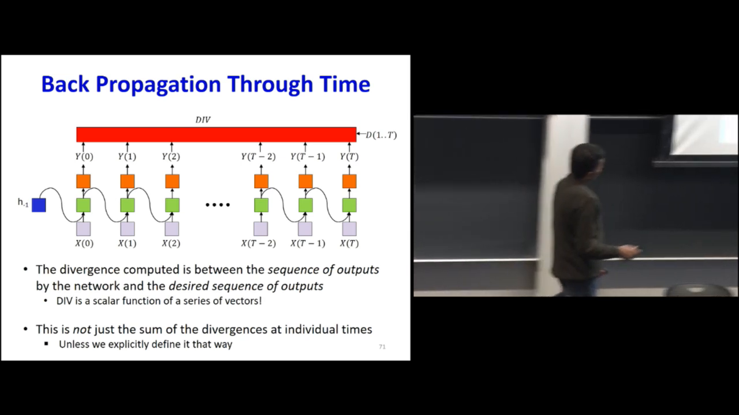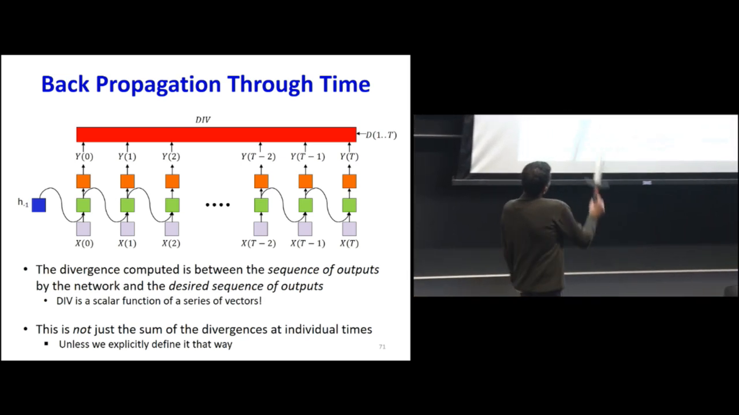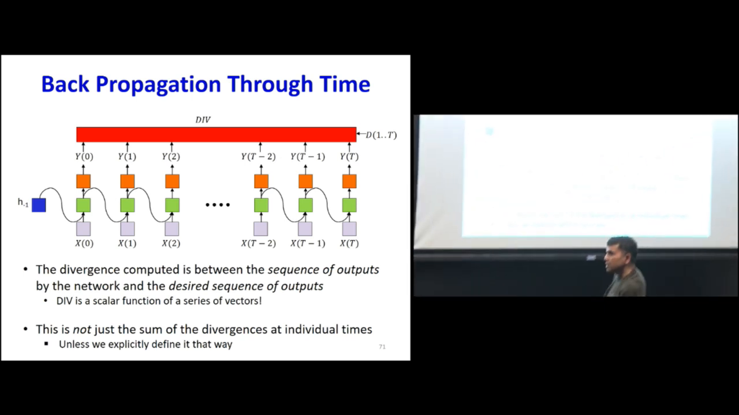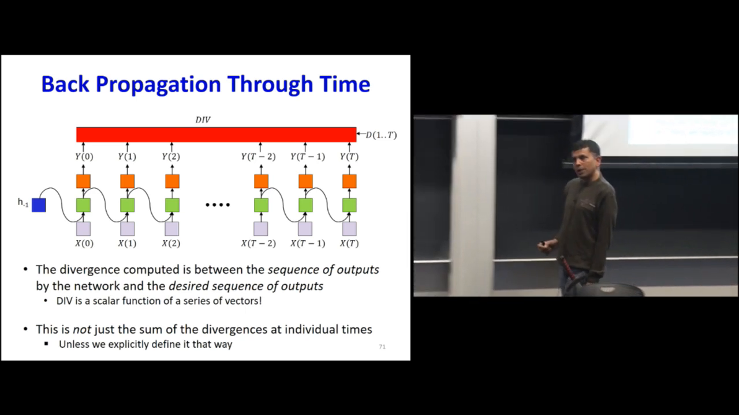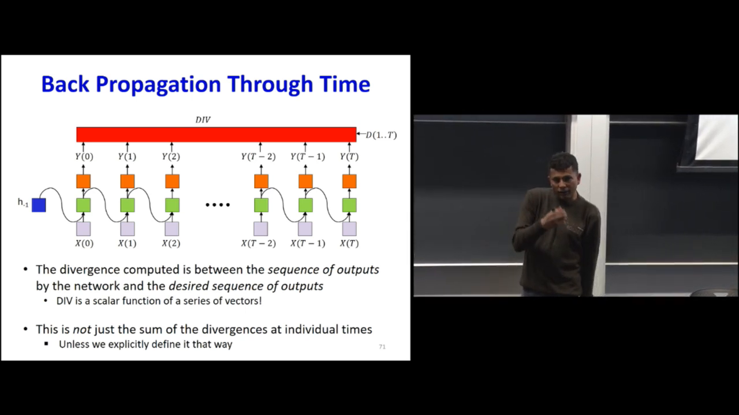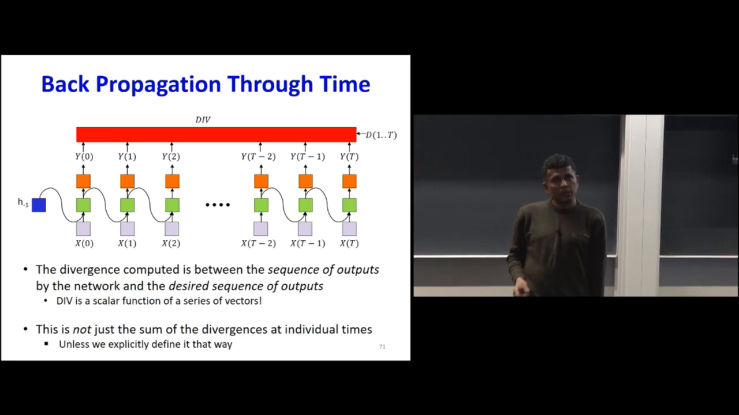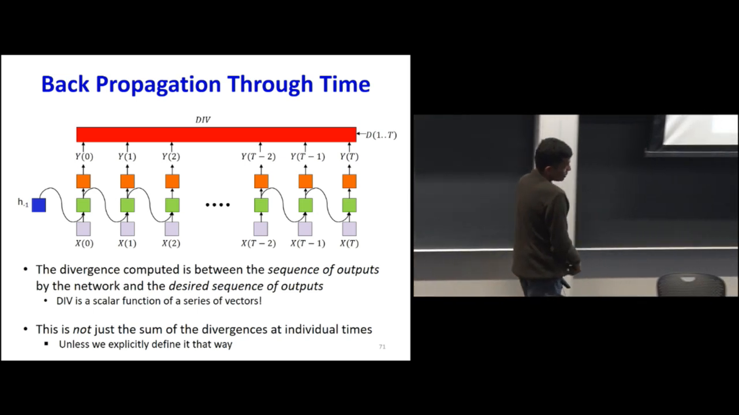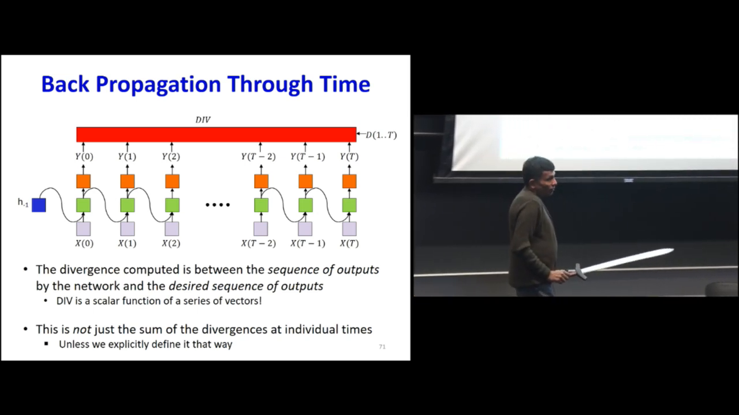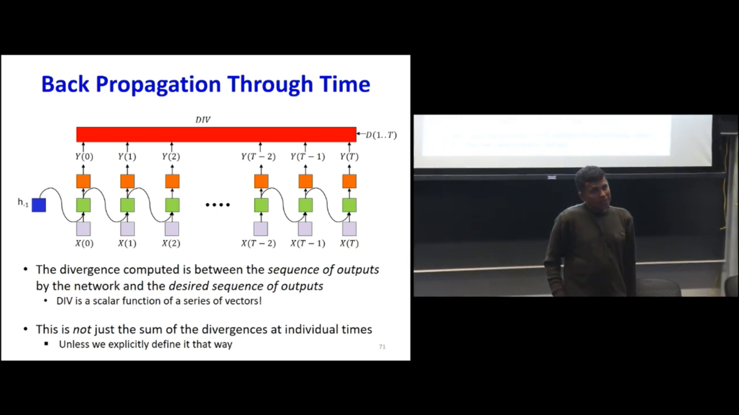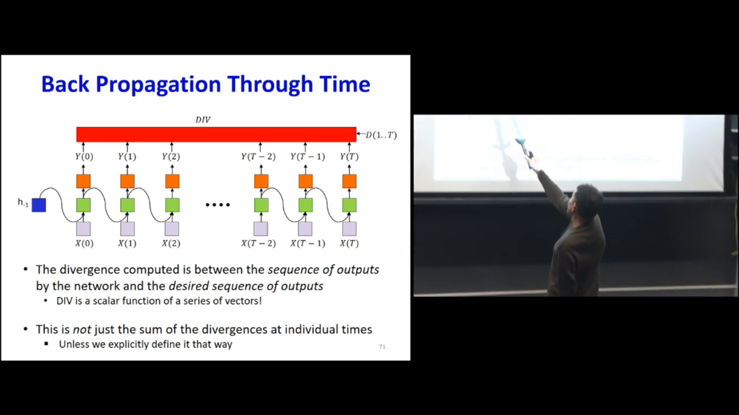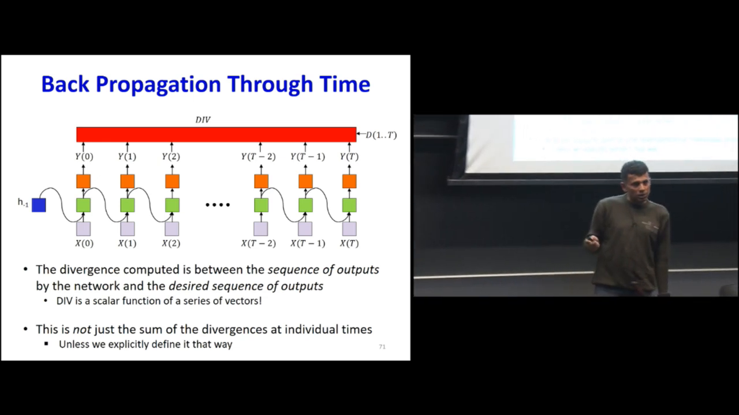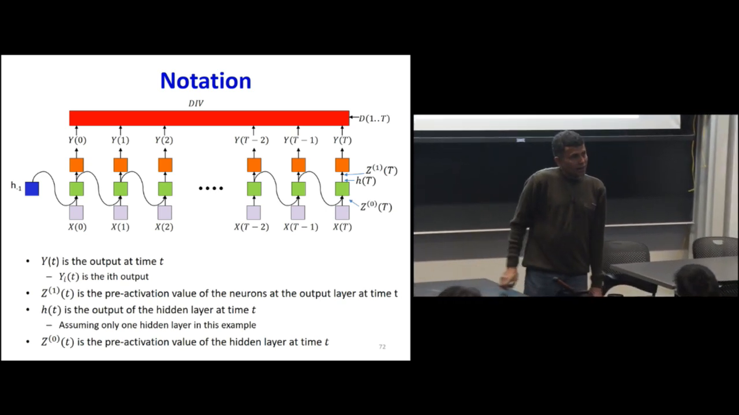So we would define a divergence between the actual output of the network and the desired output sequence. So the divergence is not just a piecewise aggregate or incremental aggregate of divergences at individual instances. It's a divergence between one sequence and another. Nevertheless, the divergence will be a function that we expect to be able to differentiate with respect to each of these outputs. So I can define the derivative of the divergence with respect to each of the outputs. And so here's where we stopped.